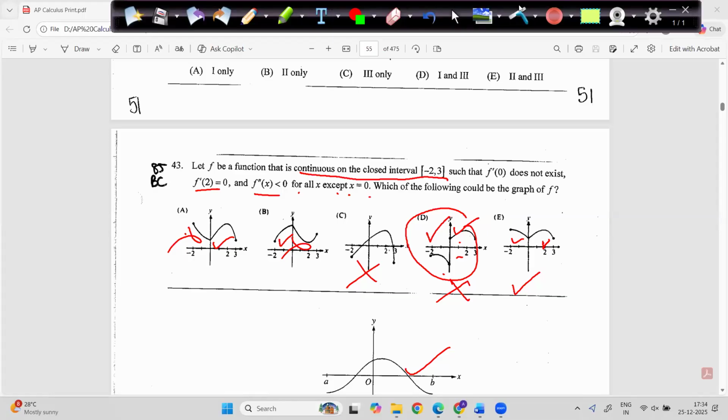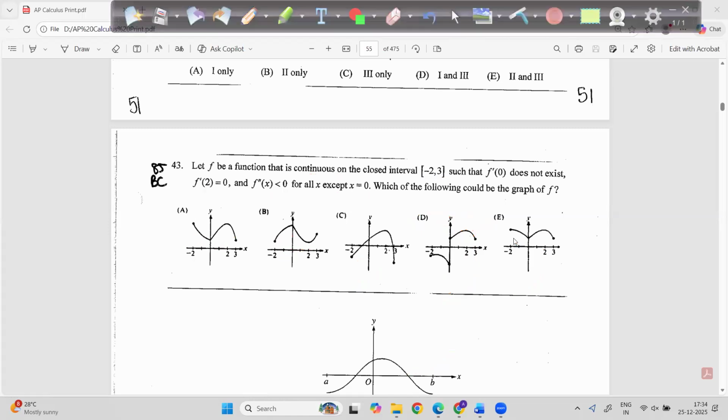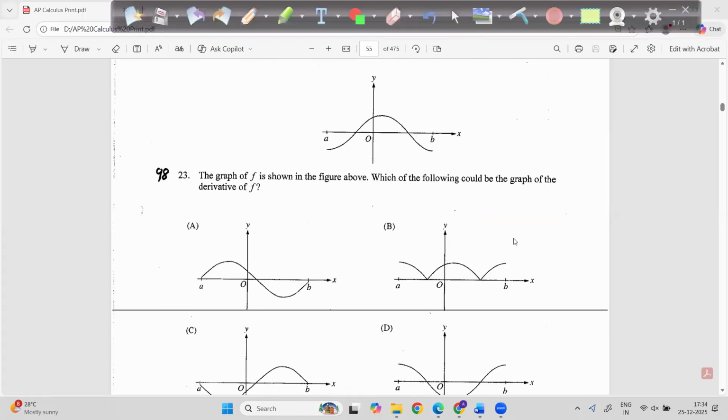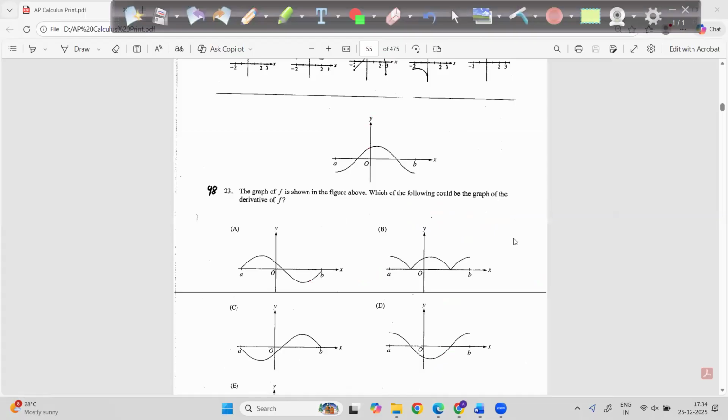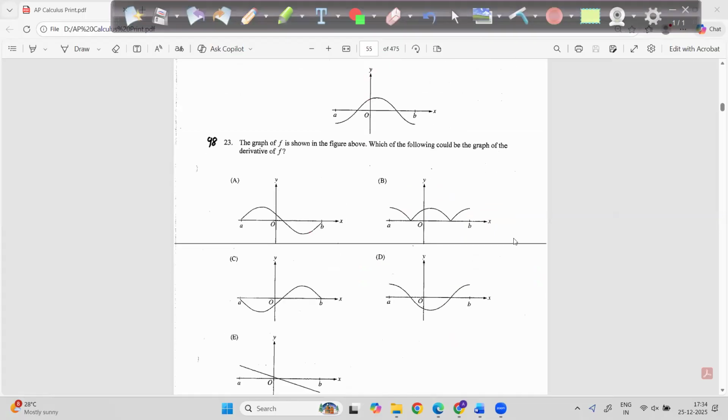Okay, good. Now, they gave something: the graph of f. Which of the following could be the derivative of f? Pakka 100% a question on f dash, f double dash will come. And one 9 marks problem also will come.